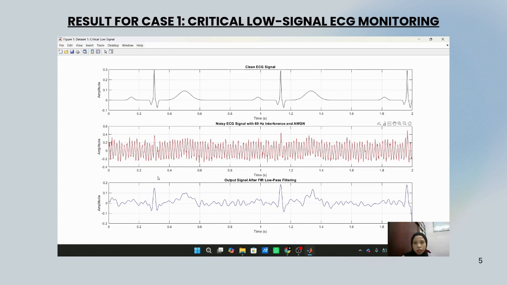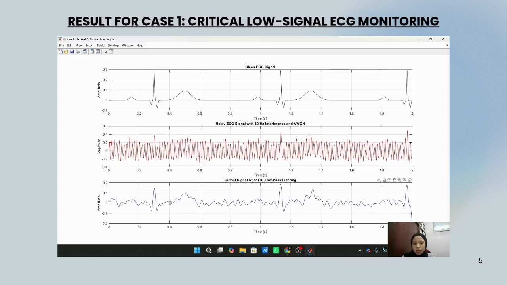This is after we apply our 50th order FIR low pass filter with 40 Hz cutoff frequency. The filter successfully forced down the high frequency noise and wiped out the power line hum. Most importantly, it completely restored the QRS complex while perfectly preserving the critical low frequency of the heartbeat. Okay, the difference is very huge.